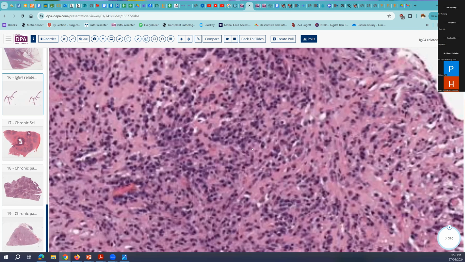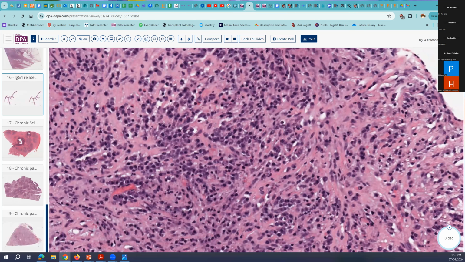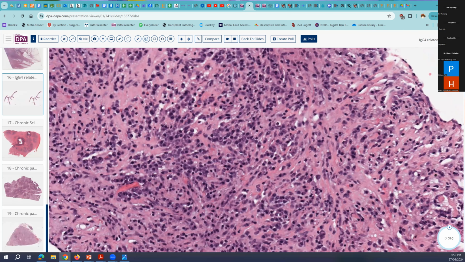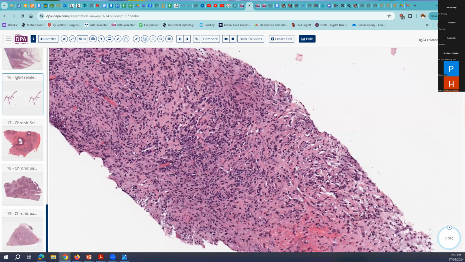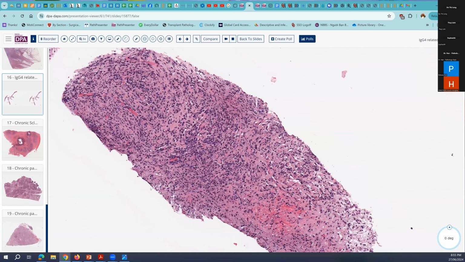Now, come on, come into focus here. All right, a little bit better. Lots of plasma cells, a few eosinophils scattered here and about. But that pattern, I think, is your clue to think about this.